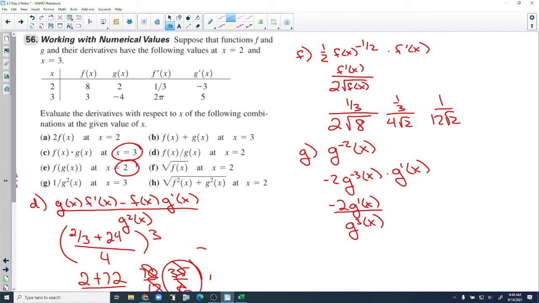Now we just need some values, right? G prime, where are we at? 3. G prime of 3 is 5. Negative 2 times 5 over g to the 3rd, negative 64. So 10 over 64, 5 over 32.